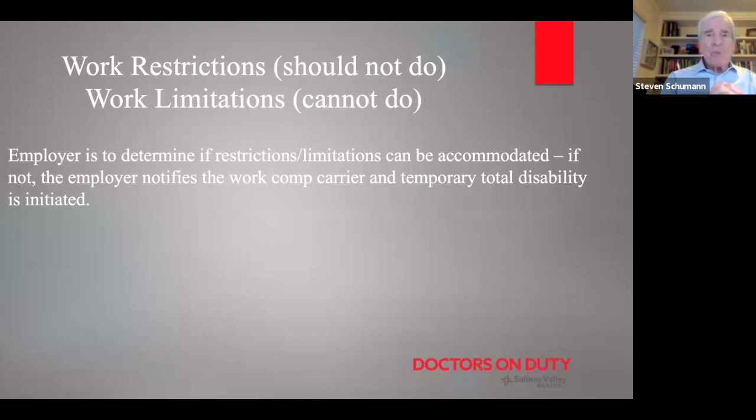Some employers don't want anybody working until the patient is back to full, is recovered, able to do regular work. Others can accommodate restrictions. So employers can vary there, but the determination should be that the employer makes a decision about whether or not the restrictions can be accommodated. So in general, and I think we're doing pretty well with this, we should not be indicating that a patient should be off work.